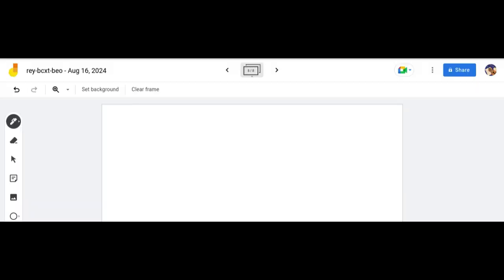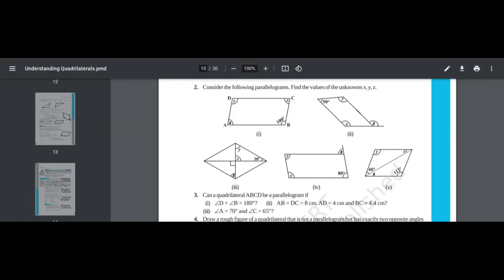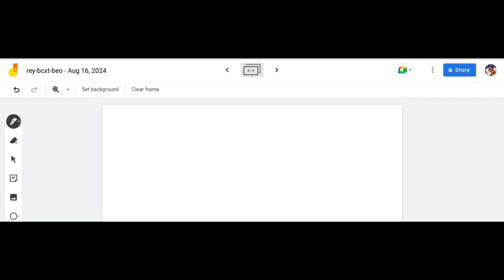Okay, so we have done with the first question. The first part says that all the adjacent angles should be 180. This is the first point. Now we have to write the second point, that opposite angles should also be the same. If the adjacent angles measure 180, then the opposite angles should be the same. This is the second point.